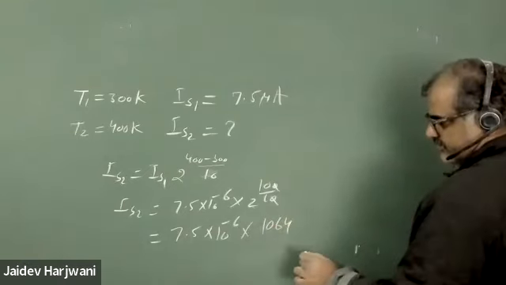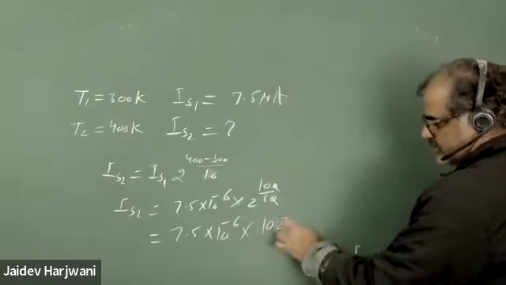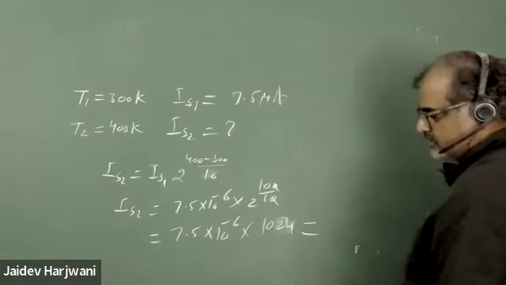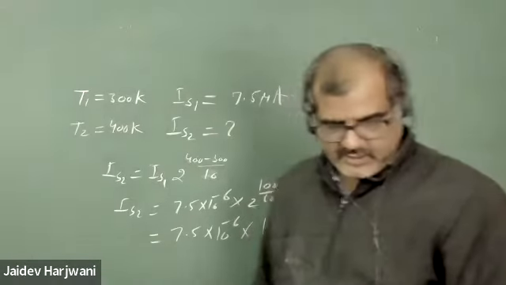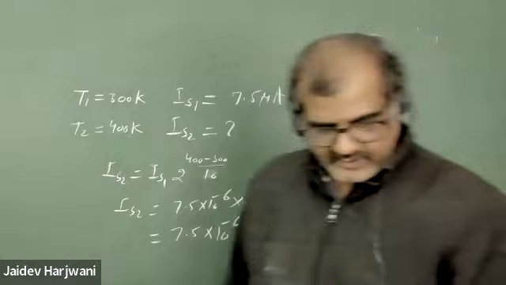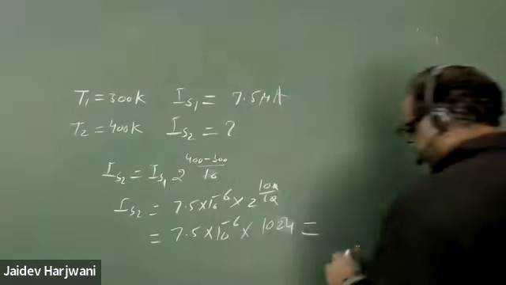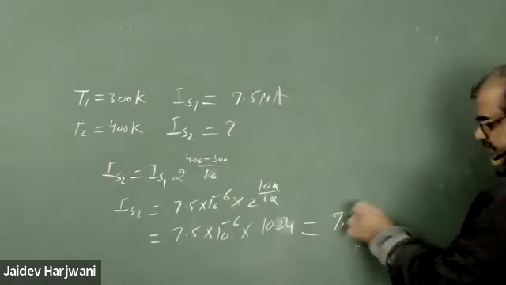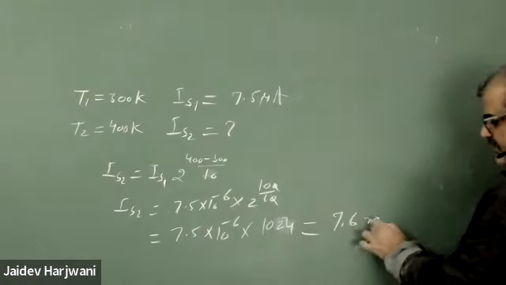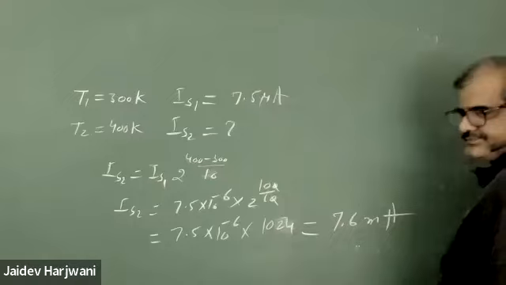1024. Okay, 1024. So you solve this one. How much is coming? It should come around 7.6 milliampere, 68 something. Okay, approximately 7.6 milliampere.